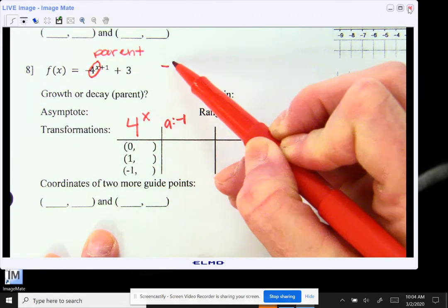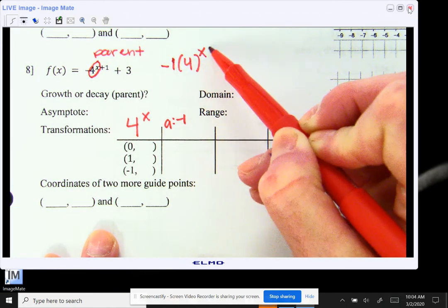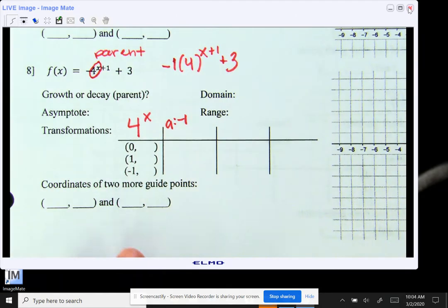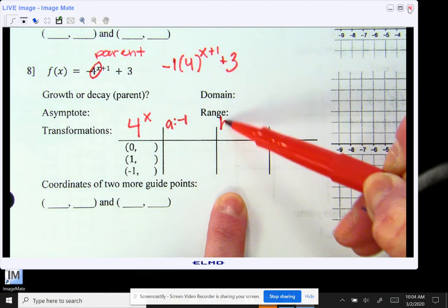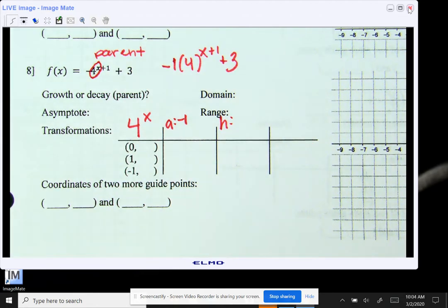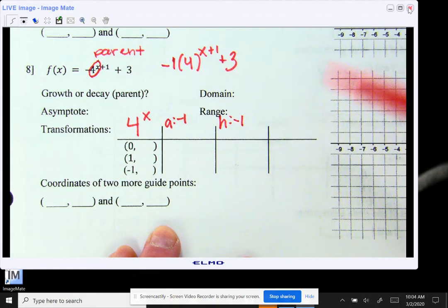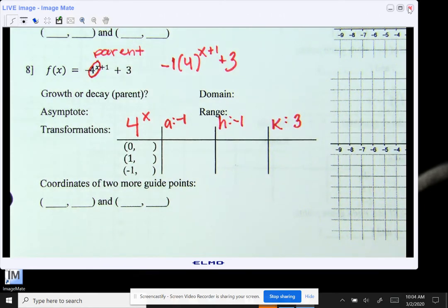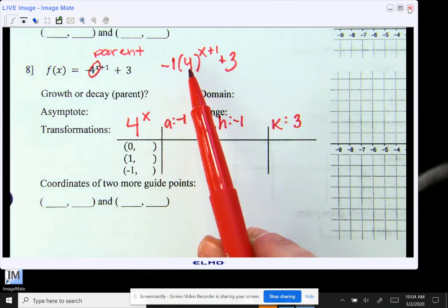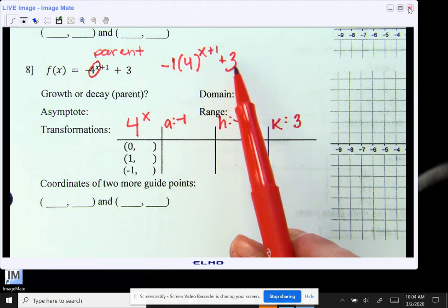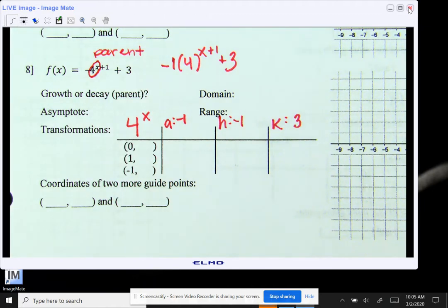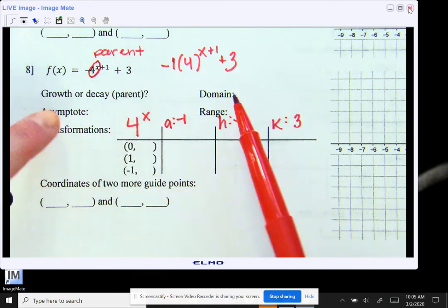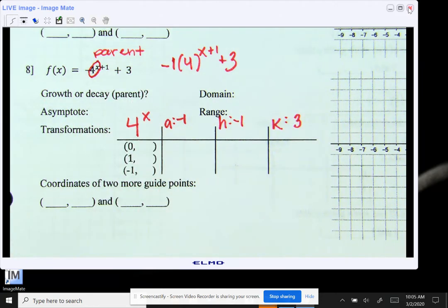Our function is really -1 times 4 to the x plus 1 plus 3, right? So our h is going to be 1 or -1? -1, awesome. And our k is going to be 3. Right? a times b to the x minus h plus k. So we're going to systematically go through and transform our ordered pairs, and we'll fill in our growth, decay, asymptote, domain, and range too.